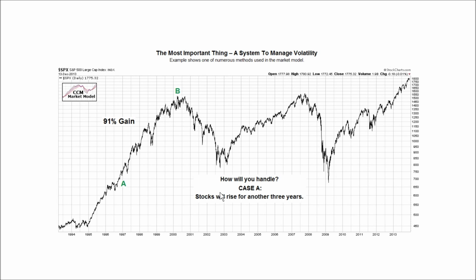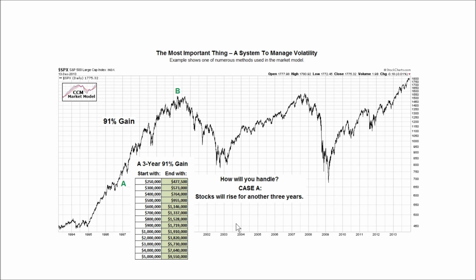So if we asked ourselves the question, in 1997, how would we handle if stocks rose for another 3 years from this point here to this point here? The S&P 500 tacked on an additional 91%. An investor who had a system in place to discern between volatility to ignore and volatility to respect at this point in 1997, their $500,000 from point A would have been worth $955,000 at point B. If you started with $1 million at point A, it would have been worth almost $2 million at point B.